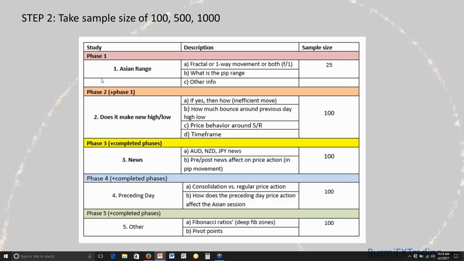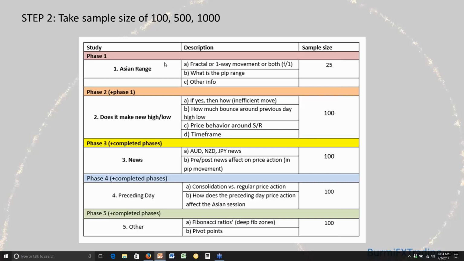All right. So let's say you want to study Asian session in detail. Then what we do, we take a sample size of 100, 500, 1000. Then we're going to divide Asian session into different phases to really see what's going on, to really understand everything. Now this slide is actually from 2012 when I was going through this process, and I still see the same thing, patterns, they are repeating every day. So what I did, I divided Asian session into 5 different phases.